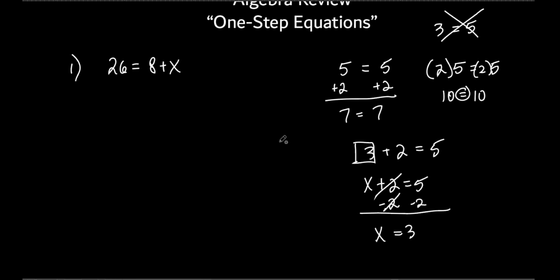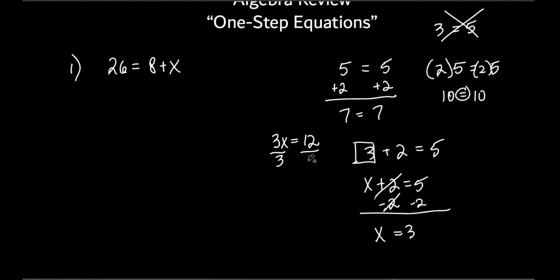Let's do one more. What if I had 3x equals 12? Now, I want to get x by itself. What is that 3 doing to that x? It's multiplying this time, right? There's no sign in between. It's being multiplied. So we got to get rid of the 3. So what's the opposite of multiplication? It's division. So what we're going to do is we are going to divide by a 3.